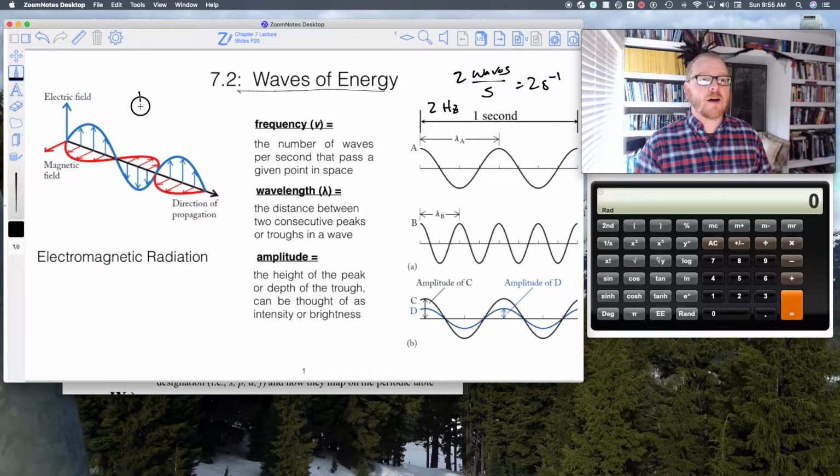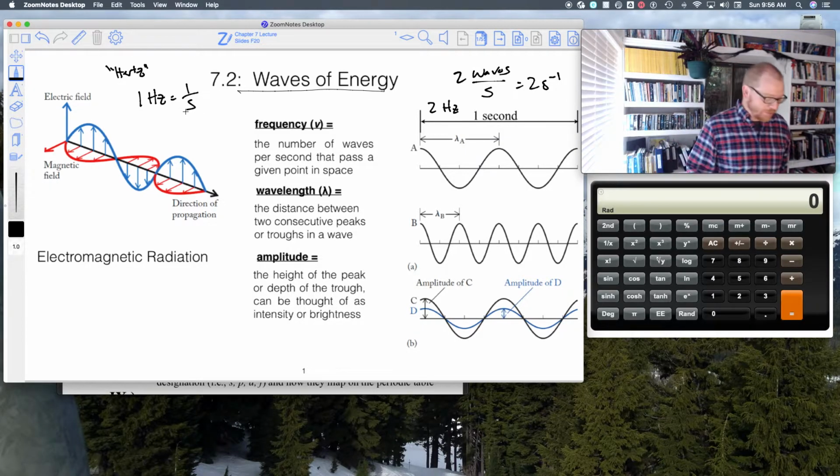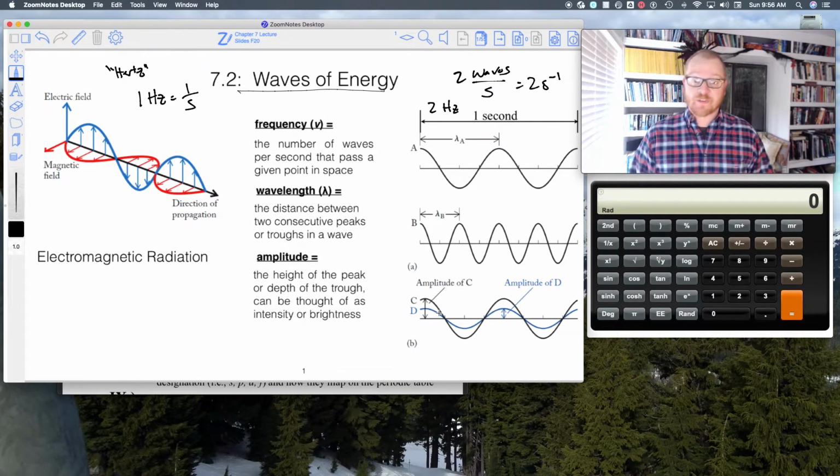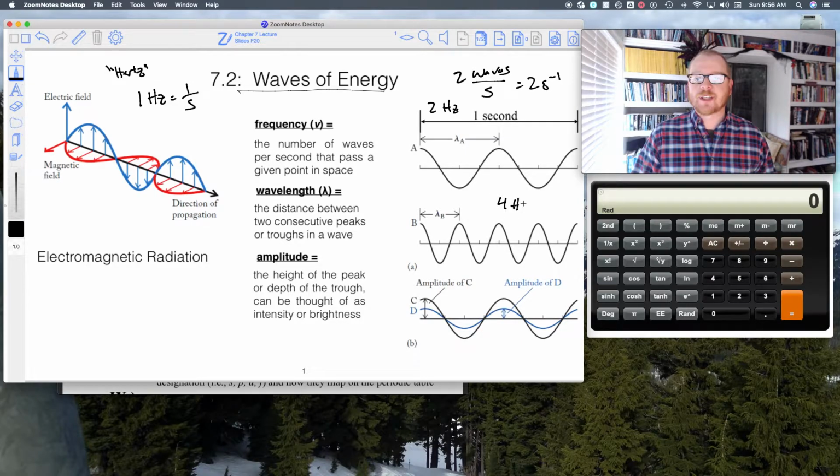So the unit of a hertz, 1 Hz, a hertz equals 1 over a second. And really it's implied that that's the number of waves per second, the number of things per second, okay? So we can see on this one, if I were counting, 1, 2, 3, 4. So this would have a frequency of 4 hertz, okay?